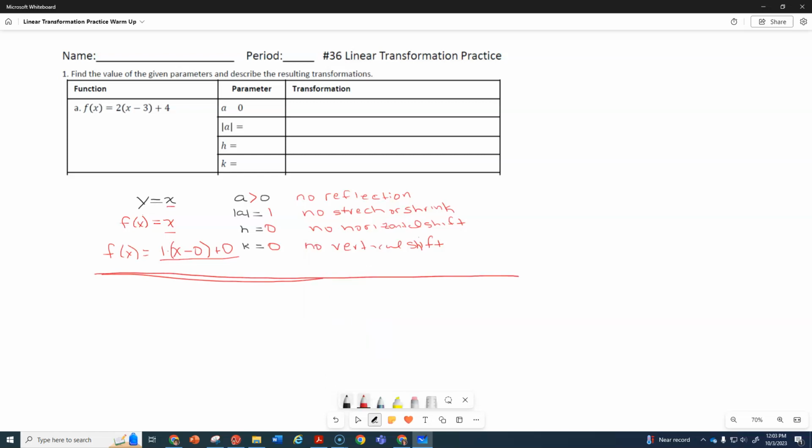There is a value of a, h, and k for the parent function: a is 1, h is 0, k is 0, which means there's been no transformations.